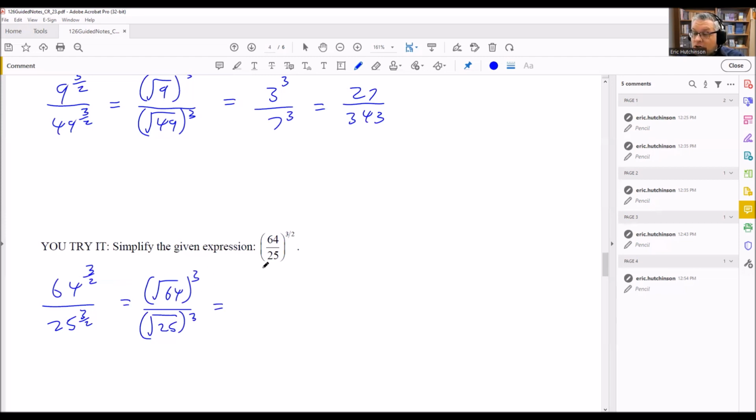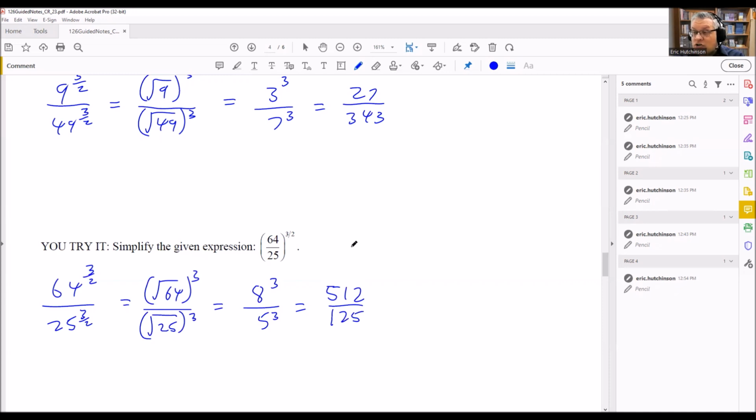Then you're going to work on the inside number there. The square root of 64 is 8, so we have 8 cubed. And then in the bottom, the square root of 25 is 5, and we have 5 cubed. So now you just need to cube both top and bottom separately. On the top, if you cube that, you're going to get 512. And if you cube the bottom number, you're going to get 125.